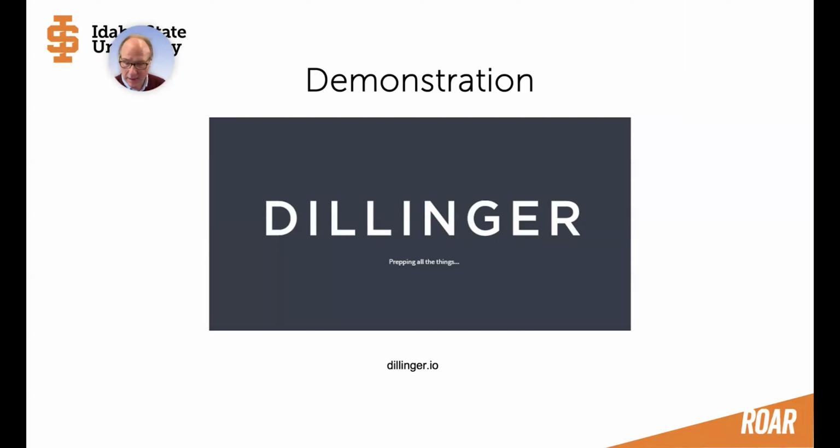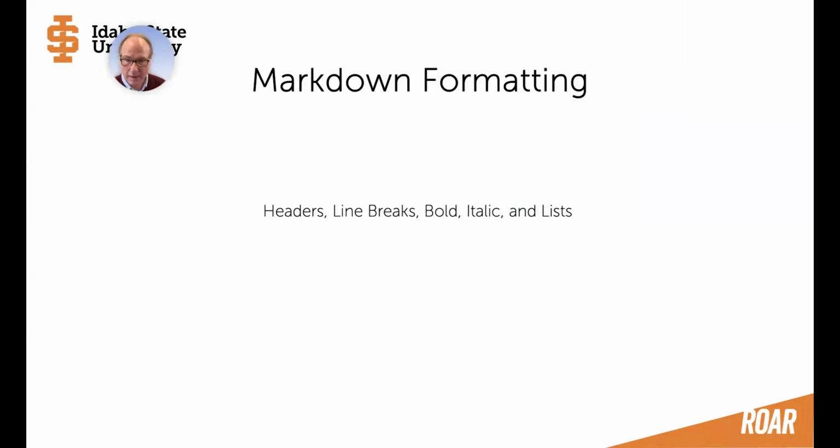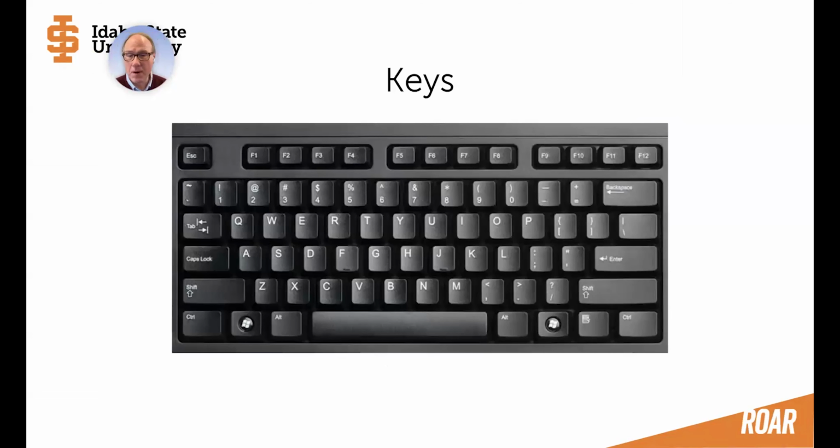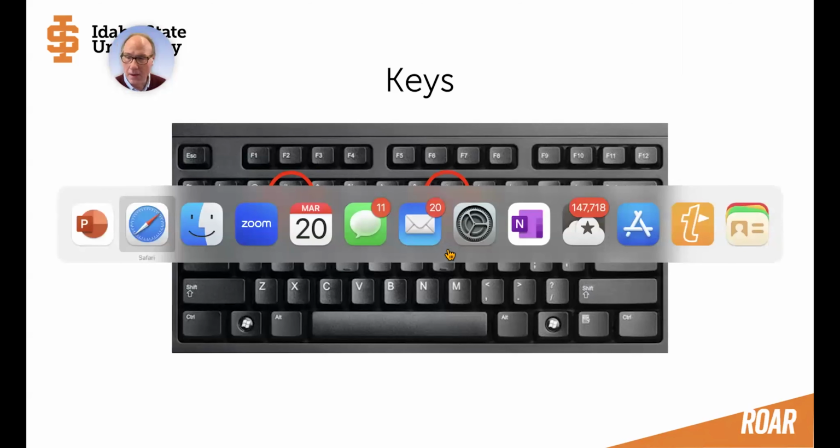The first thing we're going to go over is headers, line breaks, bold, italic, and lists. But we might want to know what keyboard keys we need to use in order to do these. Hashtags. So everyone knows the hashtags, and asterisks. Those are going to be the key things we're going to use on these first examples.